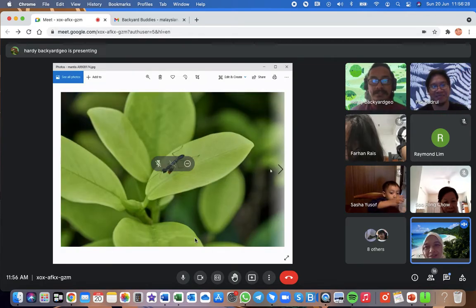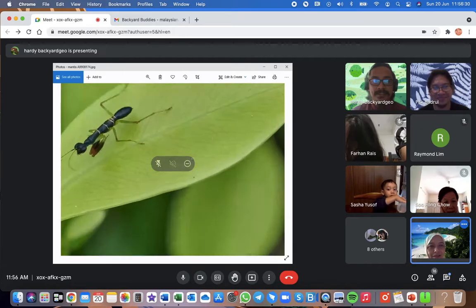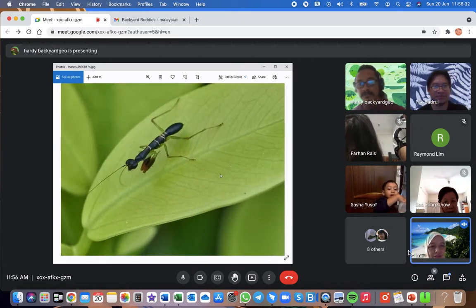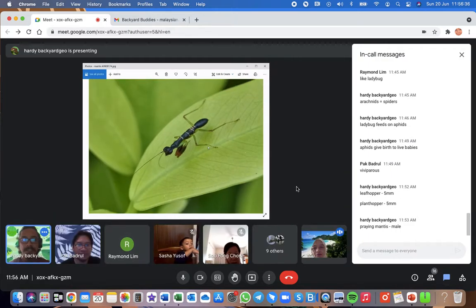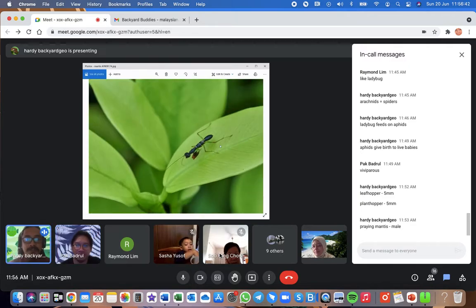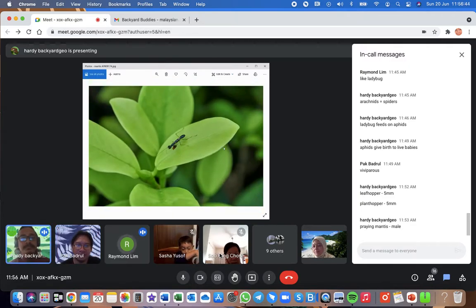Anybody else have any questions? I think somebody raised a hand just now. I missed who it was. Okay, this is another type of mantis. What does it look like from far away? Like an ant. Yes, very good. Who answered that?